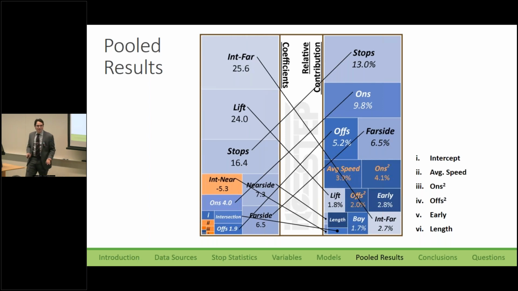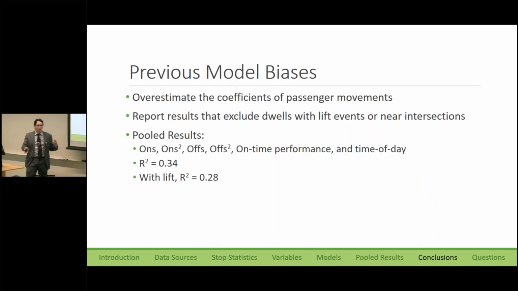And so this data allows you to learn more and not be subject to some of the biases of other models, which often overestimated coefficients would predict much longer times for each person boarding or each person alighting. They would often take models, remove lift events entirely because of how much they skewed data. When they included them, it could lower their R-squared. And so models that are very good at predicting what was happening at stops away from intersections sometimes could only account for one third of the total variability, which means that our model is an improvement.